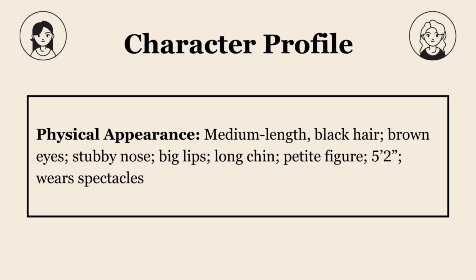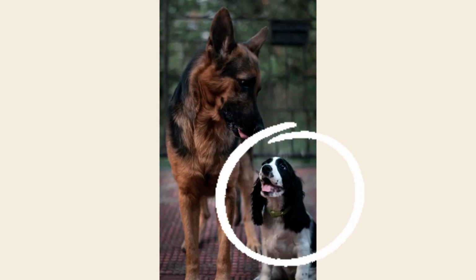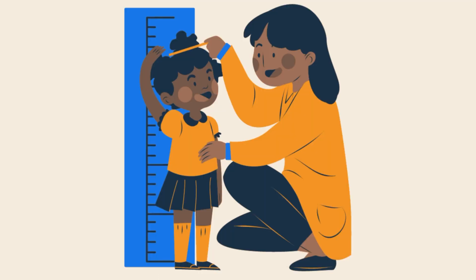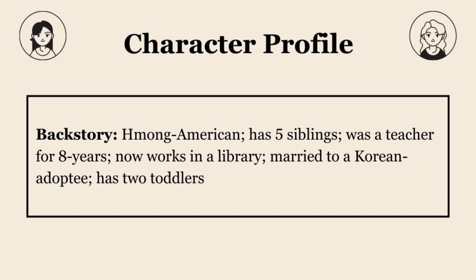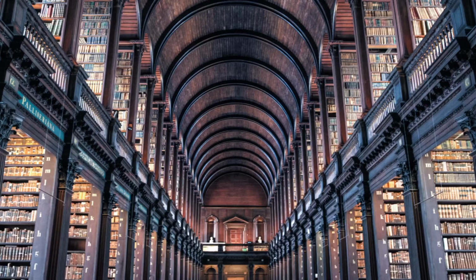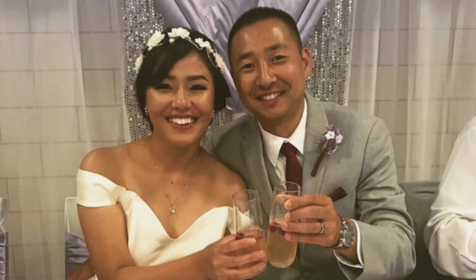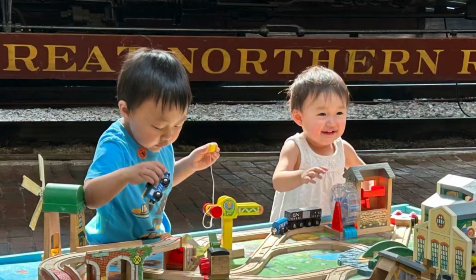Next, we have physical appearance. For myself, I have medium length black hair, brown eyes, stubby nose, big lips, long chin, a petite figure. I'm 5 feet 2 inches and I wear spectacles. We also have the backstory. I am Hmong American. I have 5 siblings. I was a teacher for 8 years. I now work in a library. I am married to a Korean adoptee and we have 2 kids.